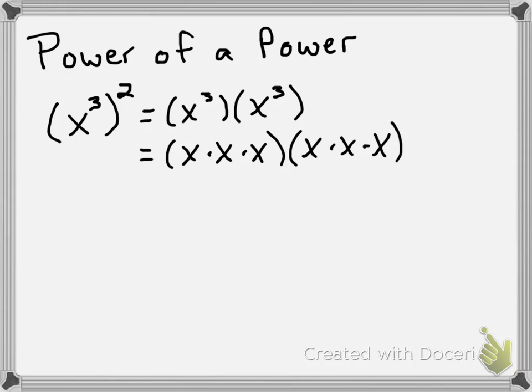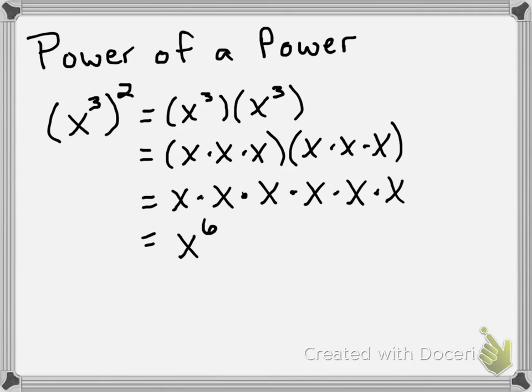Okay, now I don't really need the parentheses since it's all multiplication, so I can just write it out as x times x times x times x times x times x. And we know a shorter way to write that, since there are 1, 2, 3, 4, 5, 6 x's, I can write that as x to the 6th power. So you can see that x to the 3rd power squared is equal to x to the 6th power.